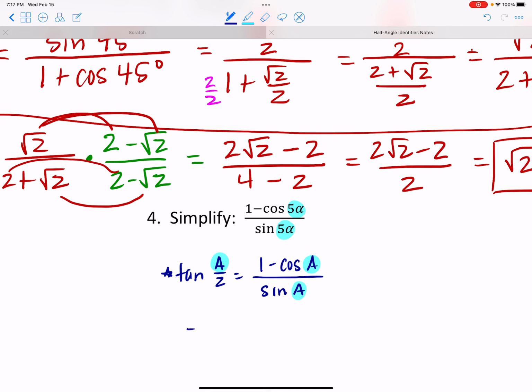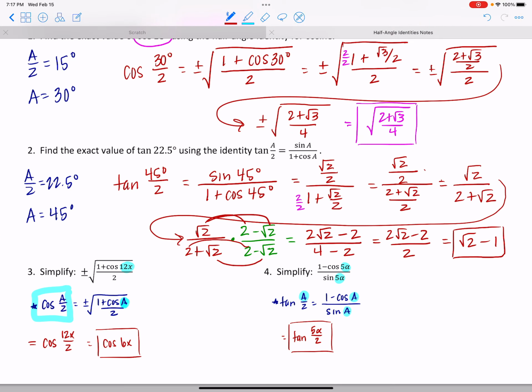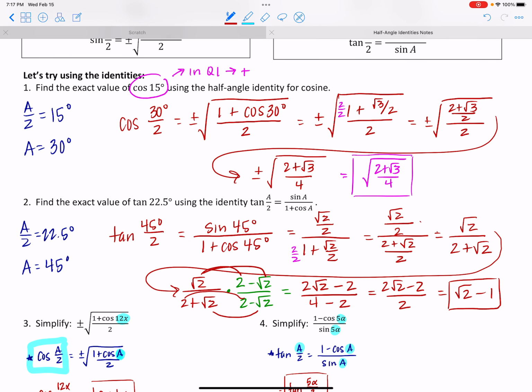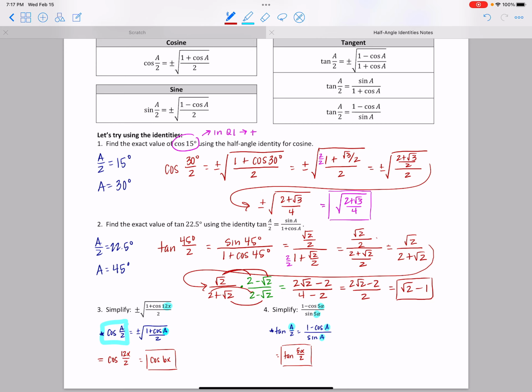So we're going to call this the tangent of, instead of the tangent of a over 2, it's the tangent of 5 alpha over 2, and there isn't anything we can do to simplify that. So that's that. Okay, working in reverse definitely easier. Not that the other work we're doing is difficult, it's just a lot of little details to remember in the arithmetic and the algebra portion. Okay, so be careful with your work there.